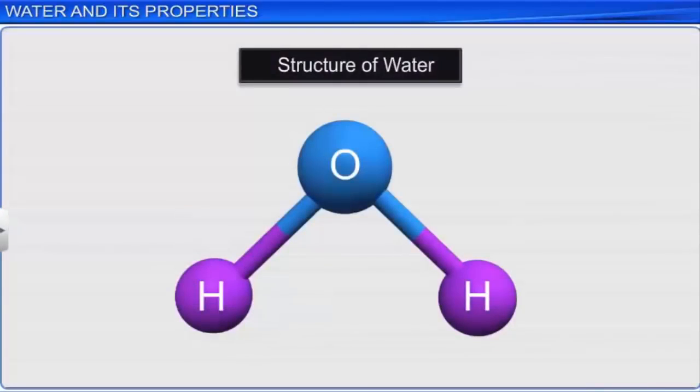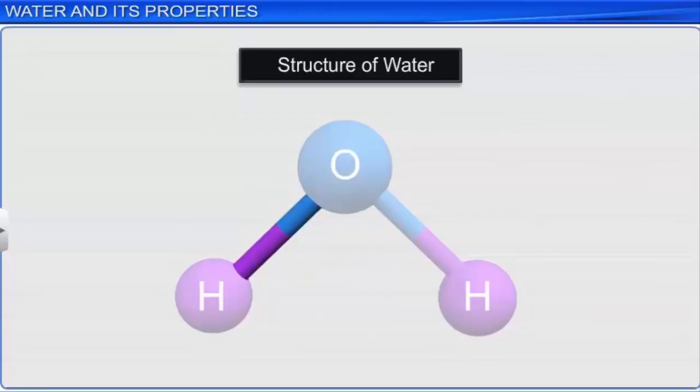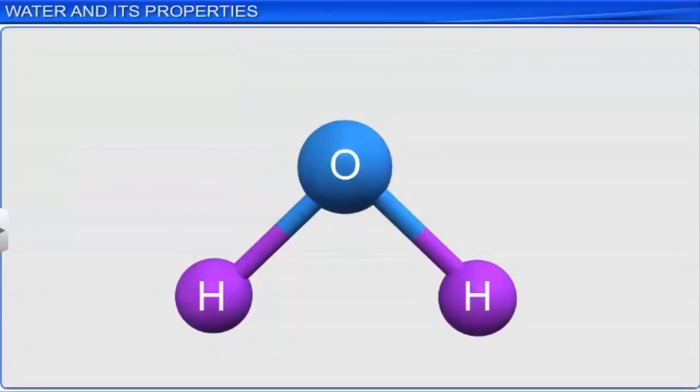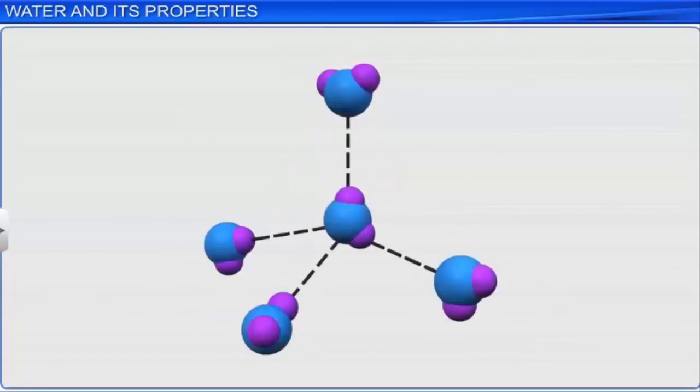The shape of water molecule is bent or V-shape with a bond angle of 104.5 degrees and OH bond length of 95.7 picometers. In water molecule, as the oxygen atom has a higher electronegativity than hydrogen atom, it carries a partial negative charge, whereas the hydrogen atom carries slightly positive charge. As a result, water is a polar covalent molecule. In the liquid phase, water molecules are associated by hydrogen bonds.